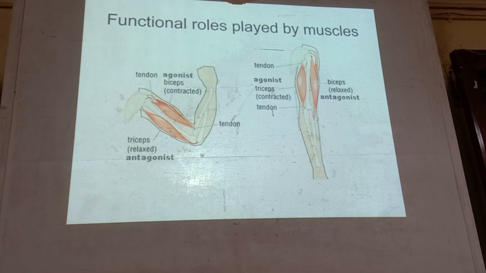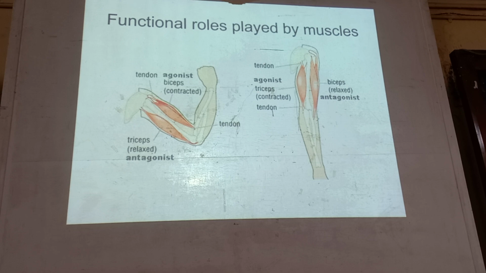So what is the difference between the role of biceps and brachialis? Brachialis is inserted into the ulna, biceps is inserted on the radius. So when brachialis contracts, the elbow will flex. When biceps contracts, the elbow will flex. But when biceps contracts, the forearm will also supinate. Supinate means what? Palm facing upwards. Palm facing upwards is supination. Palm facing downwards is called pronation.